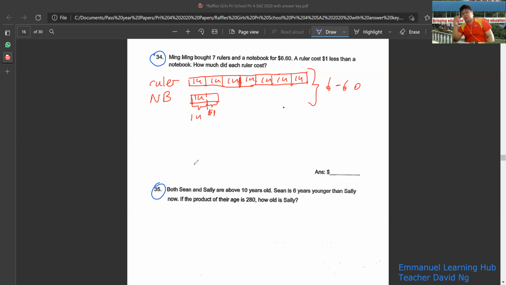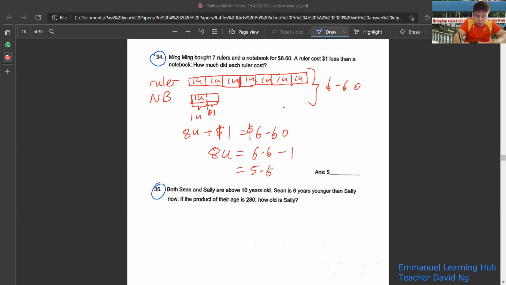From the model, you can tell that a ruler costs... what must you do to find the cost of 1 ruler? Divide. Oh, you understand how I get this? Yeah. So 8 units equals to 660 minus 1, divided by 8.